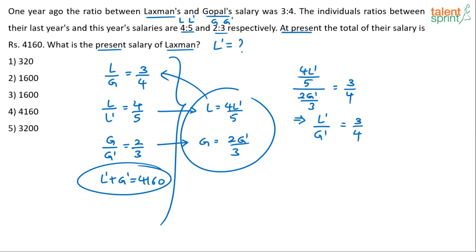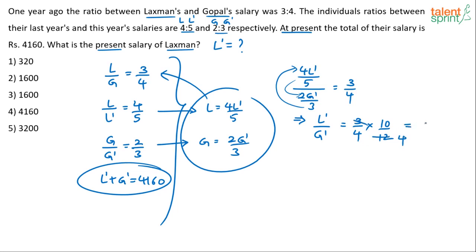See, this is 4L dash into 3, so 12L dash basically, and this is by 10G dash. You're getting it? This denominator here gets multiplied with the numerator of the numerator, and denominator of the numerator gets multiplied with the numerator of the denominator. So 4, 3, 12, 5, 2, 10. So this is actually 12 L dash by 10 G dash, which gets cross multiplied. So it becomes 10 by 12. You're getting it? Simplify now 4 times, and this is like 10 by 16, right?